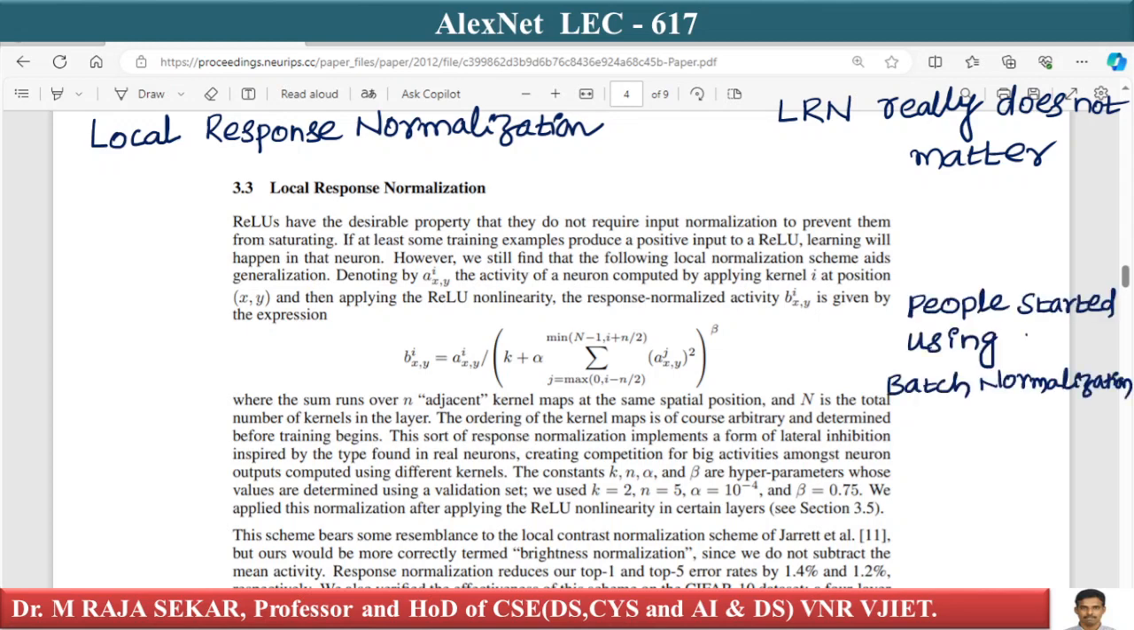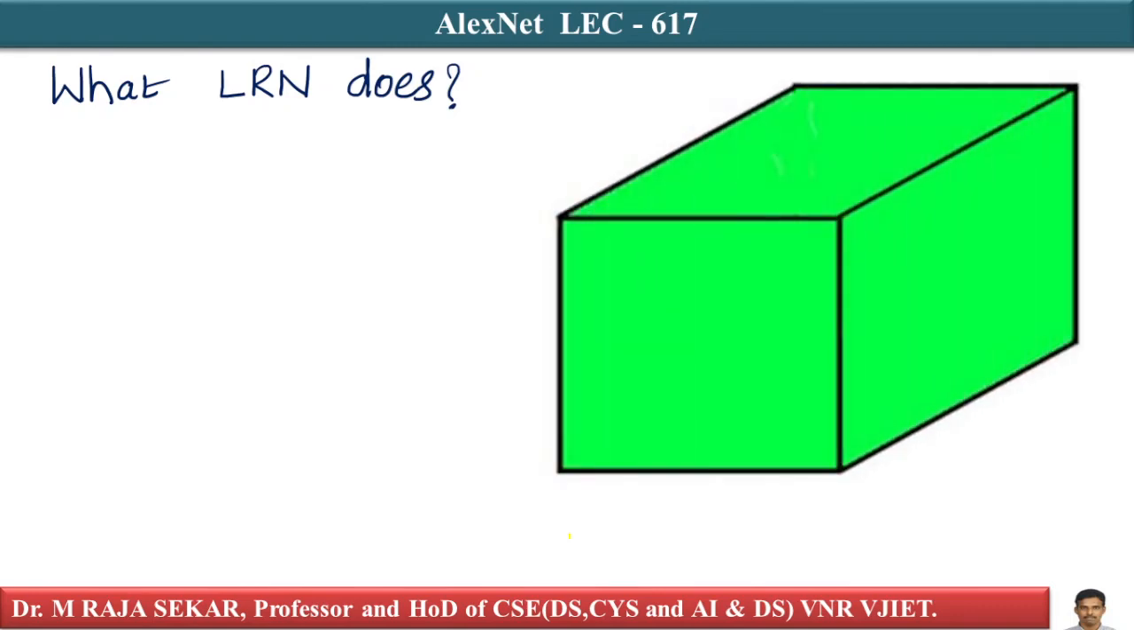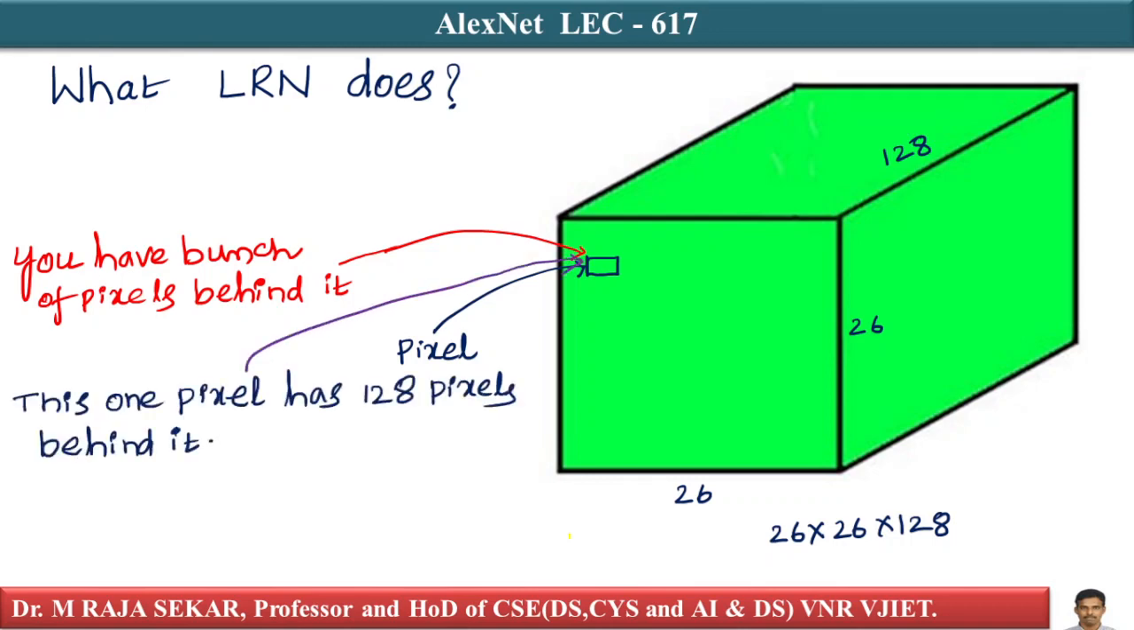Let's understand what LRN does. Imagine you have a 3D tensor. For every pixel here, you have a bunch of pixels behind it, in the depth direction. Imagine this is a 26 by 26 by 128 3D tensor. This is one pixel, and this one pixel has 128 pixels behind it, including that pixel.